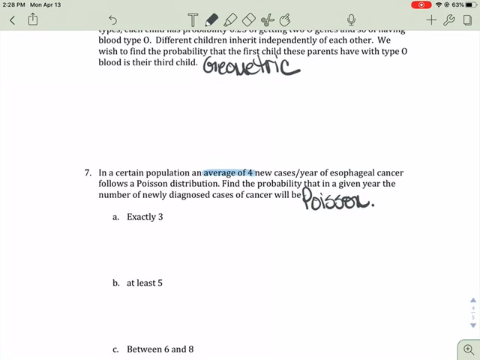All right, so hopefully this helped you out to determine which type of distribution you're going to use when. There's tons of practice problems here as well as in the review.